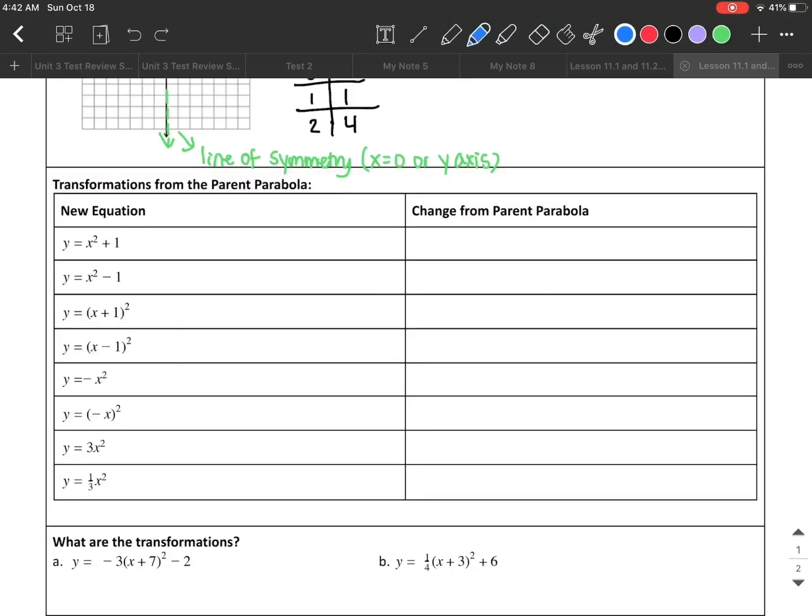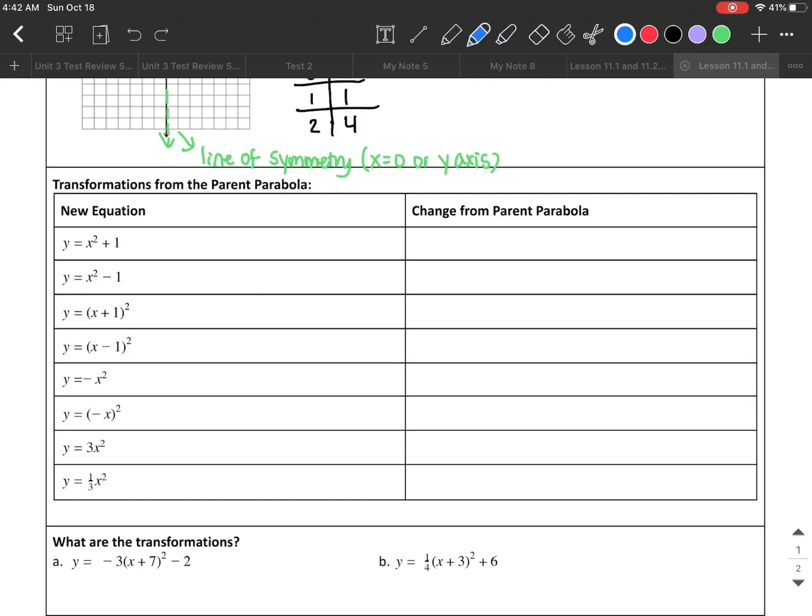Now I want to talk about the transformations from the parent parabola. So we talked about the parent absolute value function before, and we talked about the transformations we saw when we had extra stuff besides just an absolute value of x. So here we're going to be doing the same thing. When we see extra stuff, besides just x to the second power, we're going to be able to use the patterns that we know from that extra stuff to talk about how it's going to change from the parent parabola if we were to graph this thing.